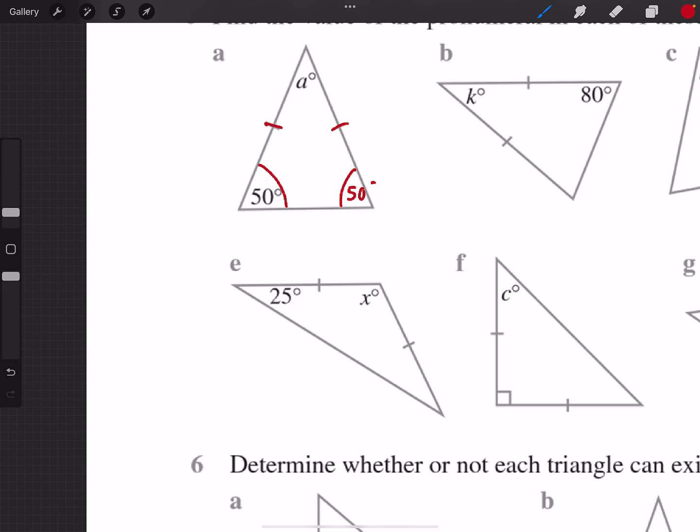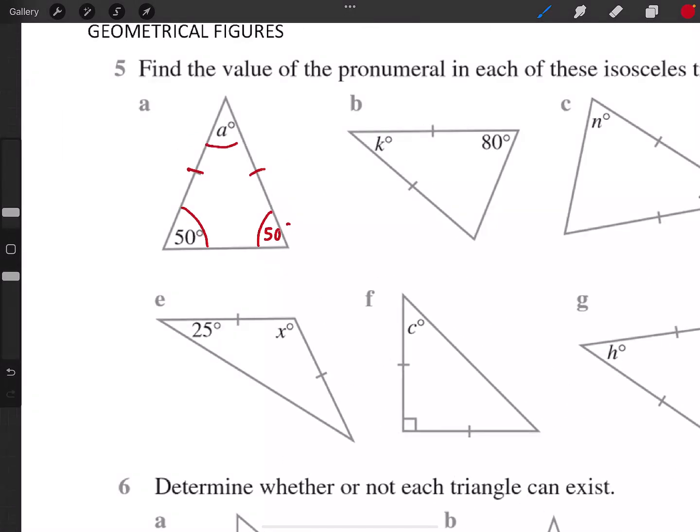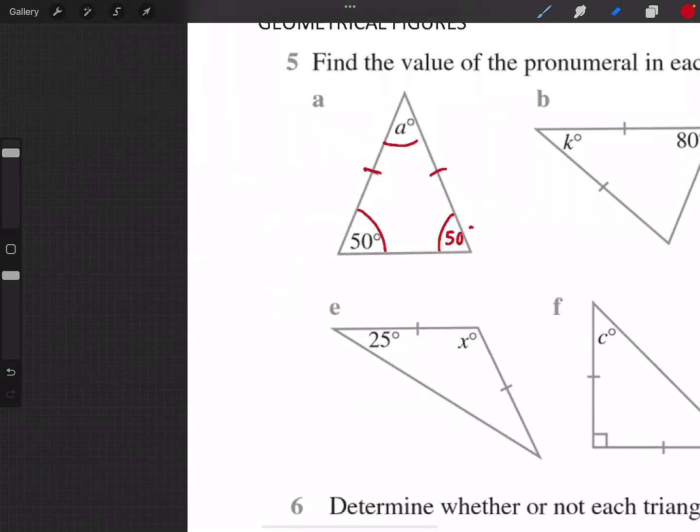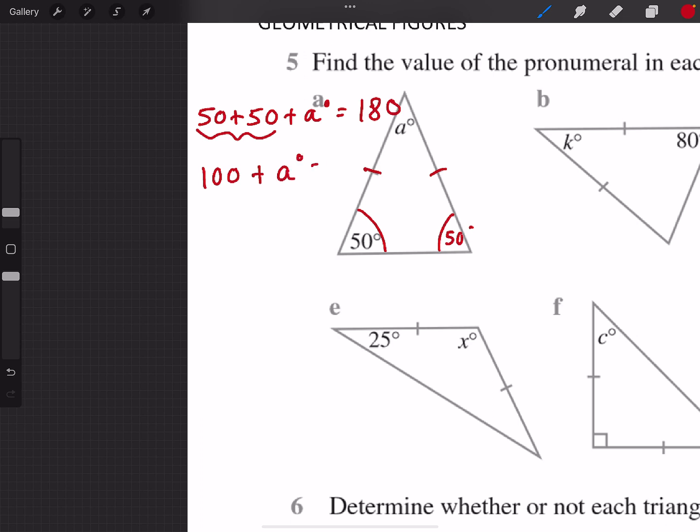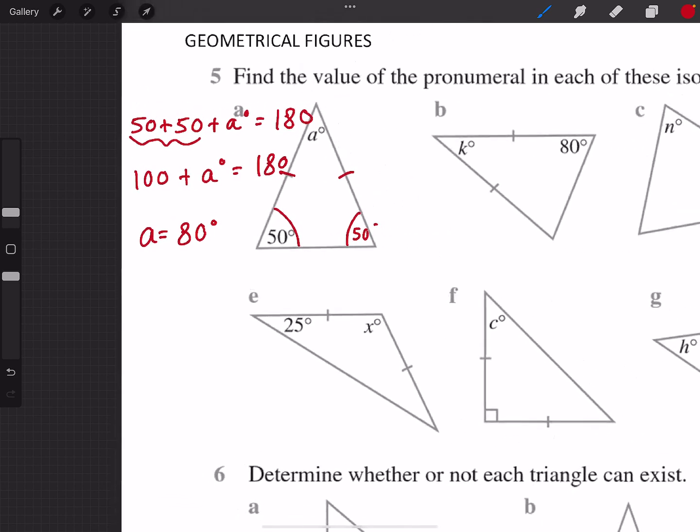Okay. Now to find A, we have to use the angle sum of a triangle. So we say 50 plus the 50 plus angle A is equal to 180, because all the angles inside a triangle must add up to 180. This will be 100. So 100 plus A is equal to 180. Obviously A is equal to 80 degrees, right? Okay, we found the answer. A is 80.